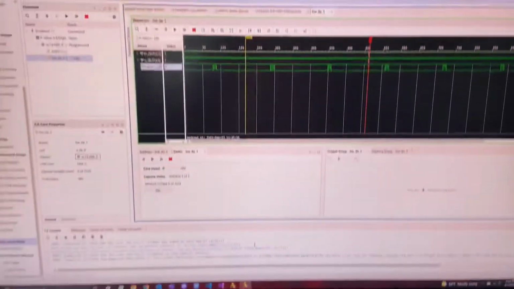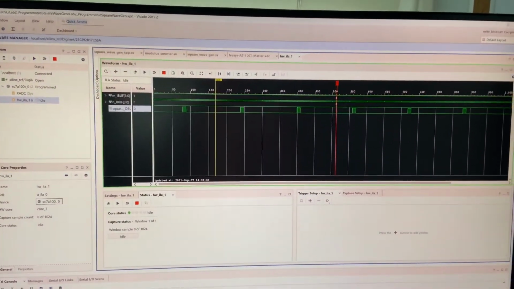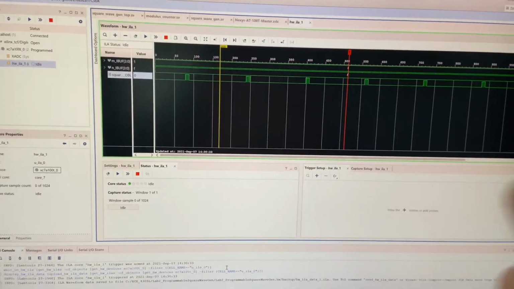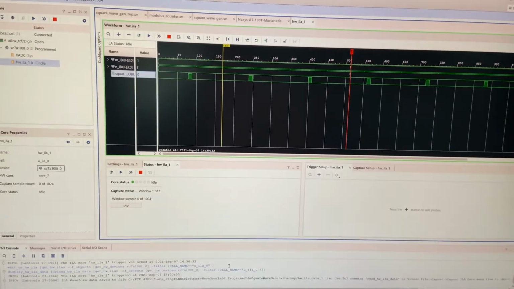So right here on the screen, we can see Vivado's ILA IP. This will allow us to see the square wave output from the viewpoint of the FPGA.